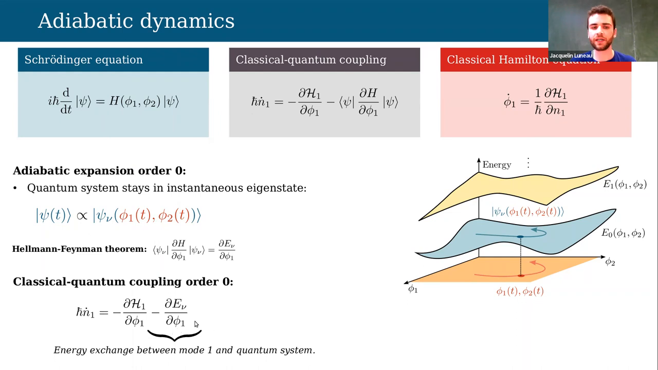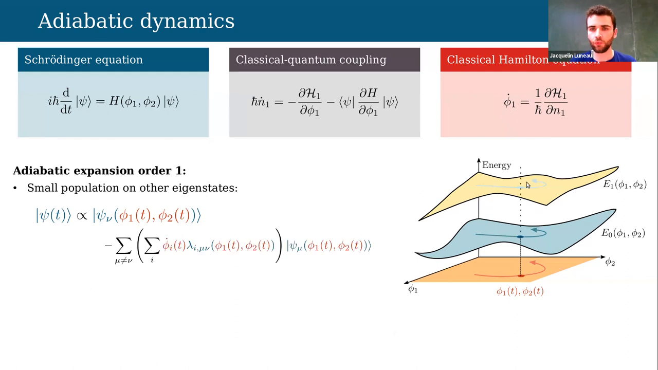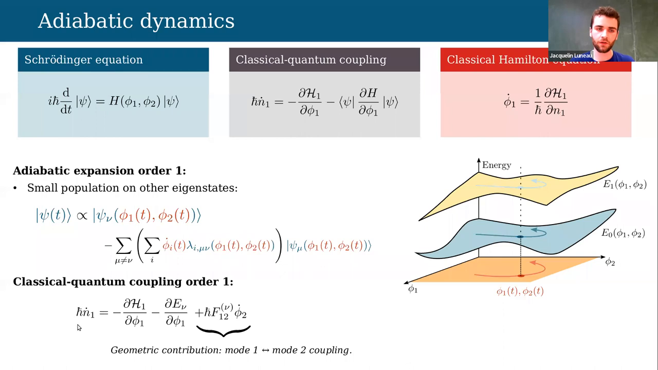So when we compute the modification of the dynamics of mode one for such a state, what we get is a variation of energy of the quantum system. This is a term which we actually expect, because the energy of the quantum system will vary. It corresponds to an exchange of energy between the quantum system and mode one. But due to the fact that the phases do not evolve infinitely slowly, we have a small contribution from the other eigenstates, which depends on the velocity of these phases. And so when we compute the modified Hamilton equation with this state, we get a term which couples mode one to the variation of the phase of mode two via the Berry curvature. We get exactly the Berry curvature. So we have a geometric coupling between mode one and mode two.